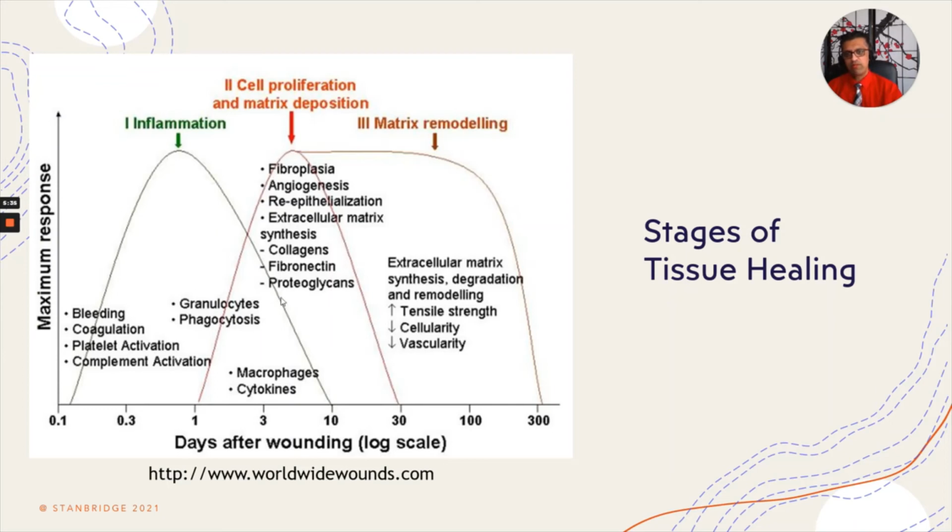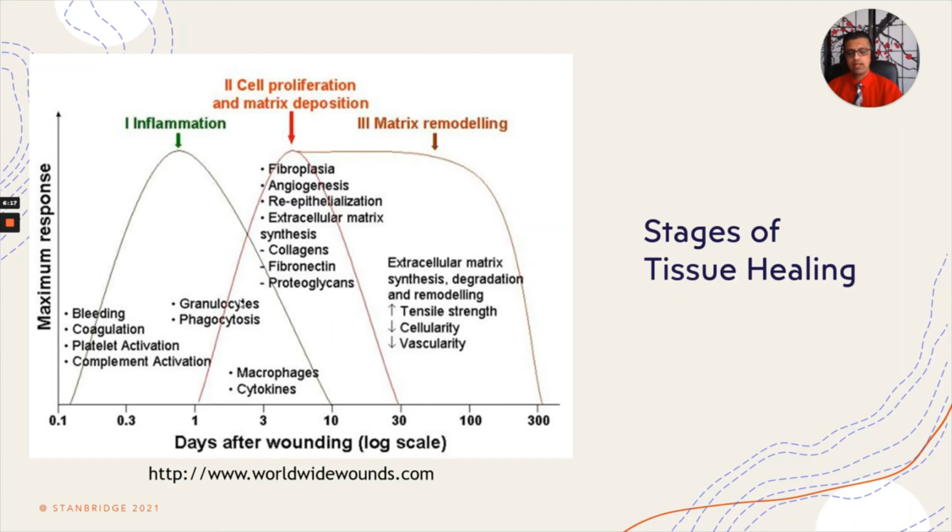And then during the proliferation stage, you're going to get fibroplasia, angiogenesis, re-epithelialization, extracellular matrix, collagens, fibronectin, proteoglycans, which we discussed earlier. And then you also have macrophages and cytokines in the first few days here. So this is all very important. Then the remodeling stage is 21 days to a year, sometimes 2 years if you're diabetic or you have other health issues. That causes extracellular matrix synthesis, degradation, remodeling, tensile strength, decreased cellularity, and decreased vascularity, but we want increased strength here.